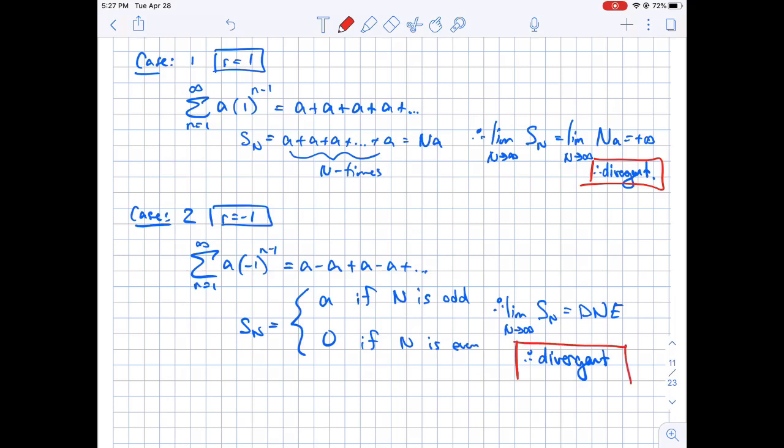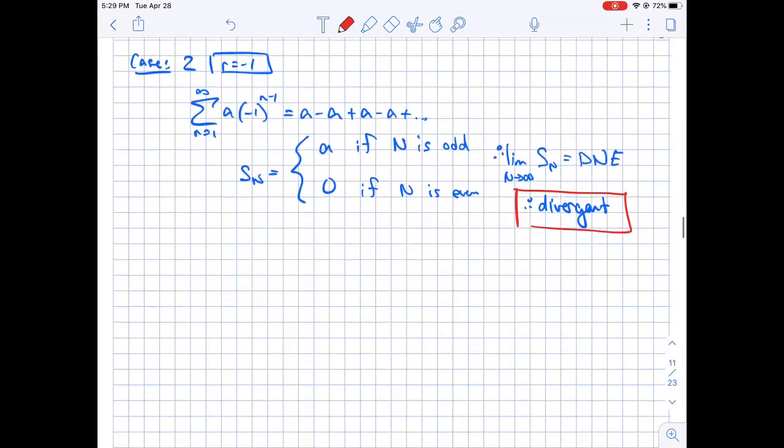So we have our series, the geometric series diverges for r equal to 1. It diverges for r equal to minus 1. Now let's take a look at some other values of r. What if r is less than 1? What if it's larger than 1? And so on.